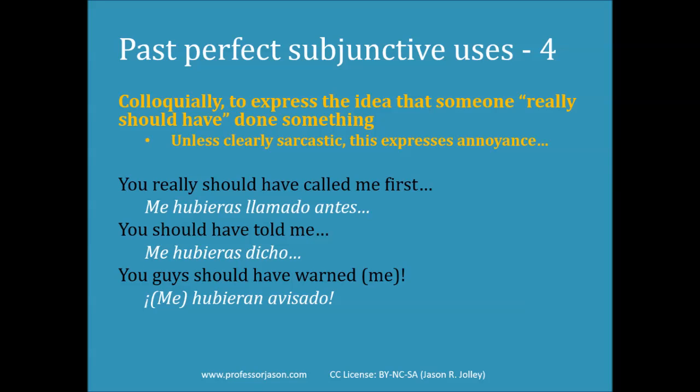Often the indirect object pronoun that you're directing the enunciation to is dropped off because it's usually me or te, it's obvious. Or maybe I walked into a situation and I didn't know a bit of information, and I might say, wow, you really should have told me, right? Hubieras dicho, or me hubieras dicho. Or you guys really should have warned me, right? Pucha, me hubieran avisado. So this is another fairly frequent idiomatic colloquial use of the past perfect subjunctive to tell somebody that they really should have done something that they didn't do.